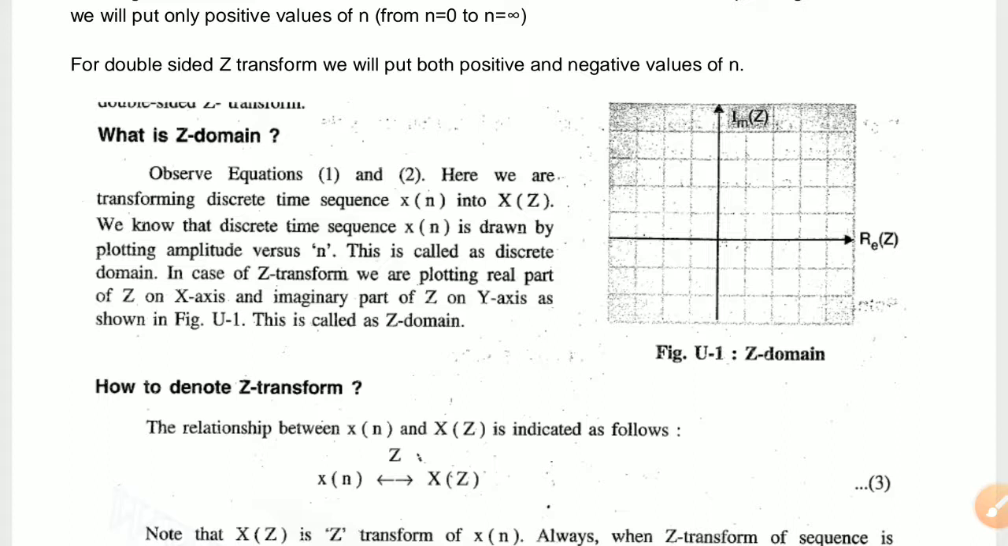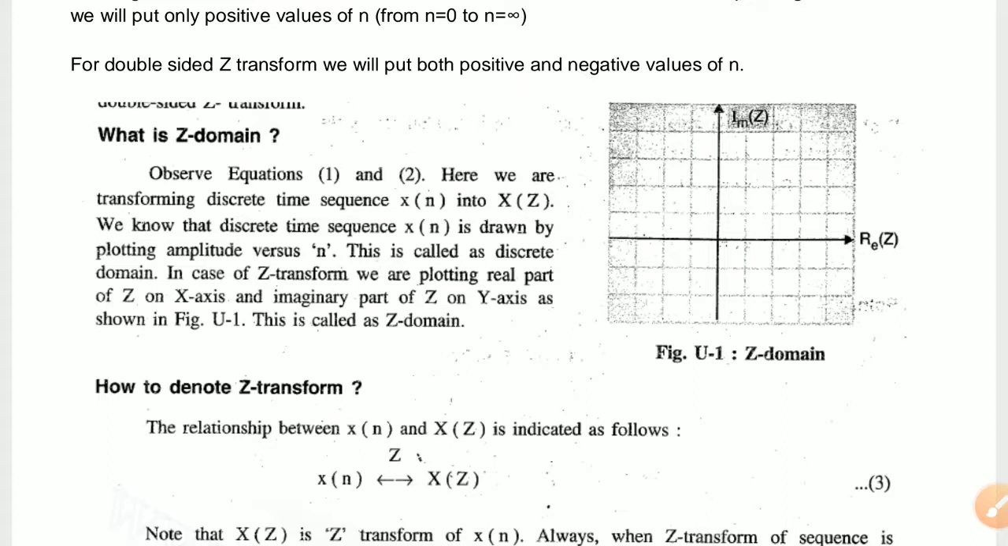So please don't get confused between these notations. The digital signal is shown by x of n, and its Z transform is shown by X of z. We know that a discrete time sequence x of n is drawn by plotting amplitude versus n. So this is called the discrete domain.